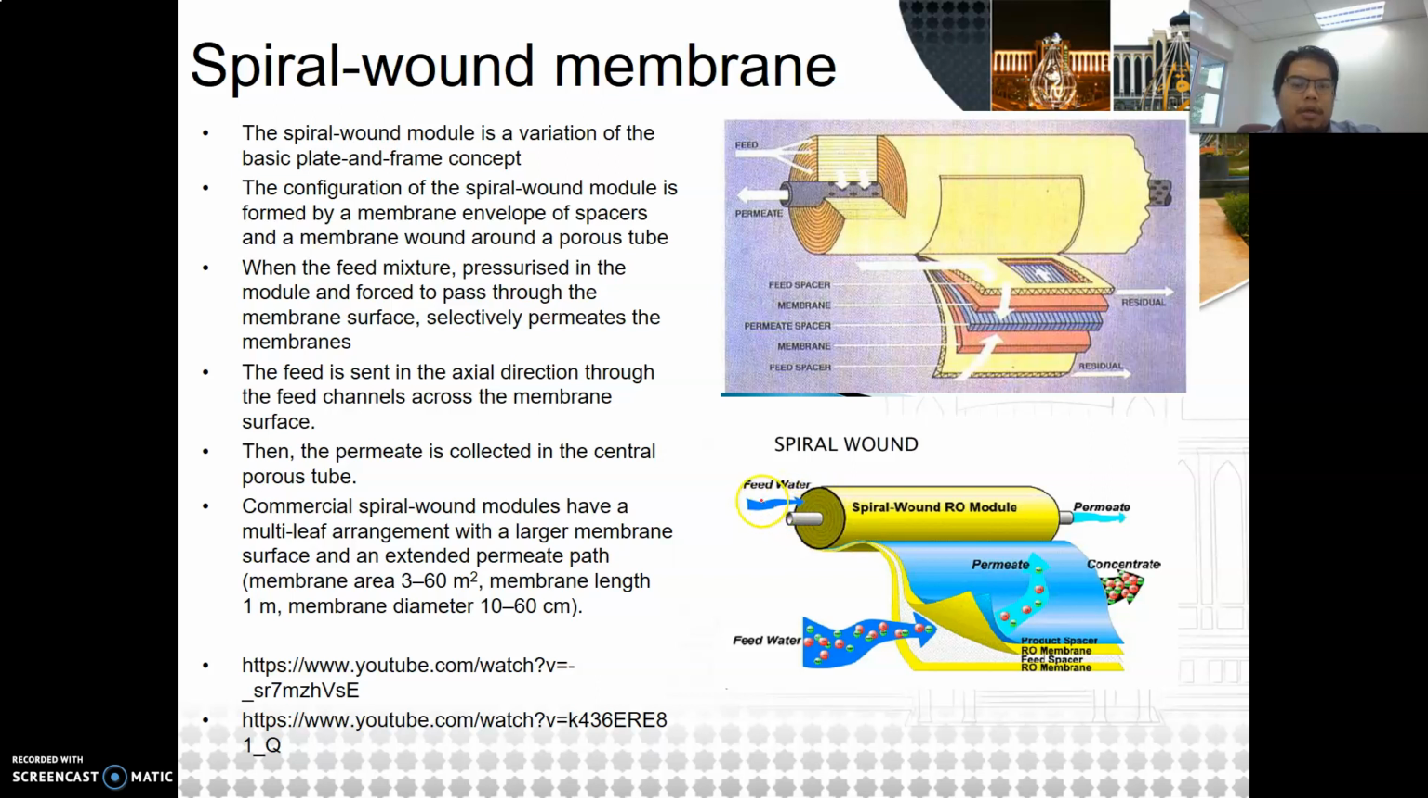So for example, here is the membrane. So we will give the water here. This is our feed water, and what the membrane will do is trap the particles and permeate the water, and then we will collect the water later. The feed is sent in one direction through the feed channel across the membrane surface, and then the permeate is collected in the central porous tube.